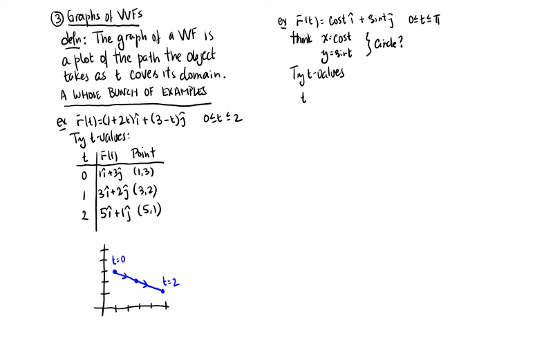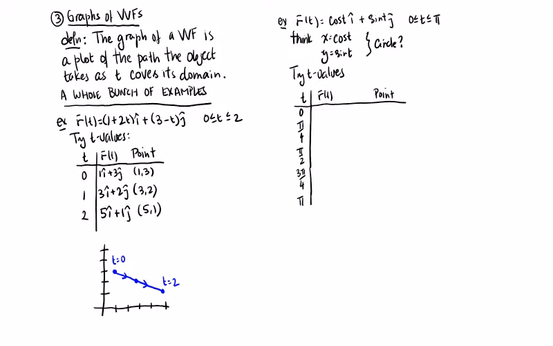So let's do, say, 0, pi over 4, pi over 2, 3 pi over 4, and pi. There's no harm in doing a bunch. So we'll do r of t, and we'll do a point.